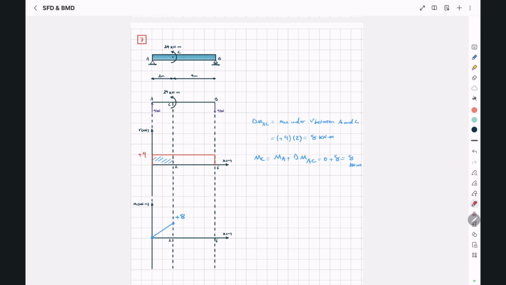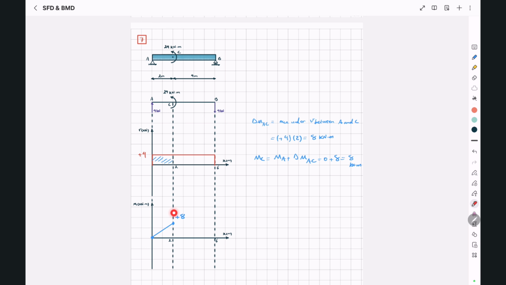We can see that the slope of this line is positive 8 divided by 2, or positive 4, which is equal to this value here. And now at point C, we have a counterclockwise moment. So we know that we are going to have a negative or downward jump in our moment diagram.